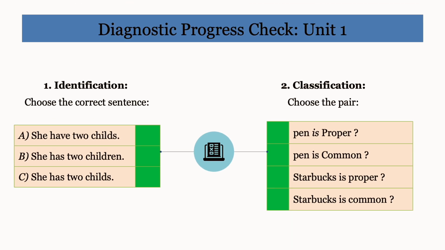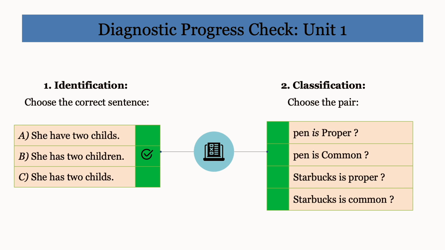Before we conclude today's lecture, let's do a comprehensive progress check. Look at the questions on the screen. For question 1, which sentence is grammatically correct? A, she have 2 childs. B, she has 2 children. And C, she has 2 childs. She has 2 children is the correct answer, as children is the correct irregular plural form and has agrees with she.